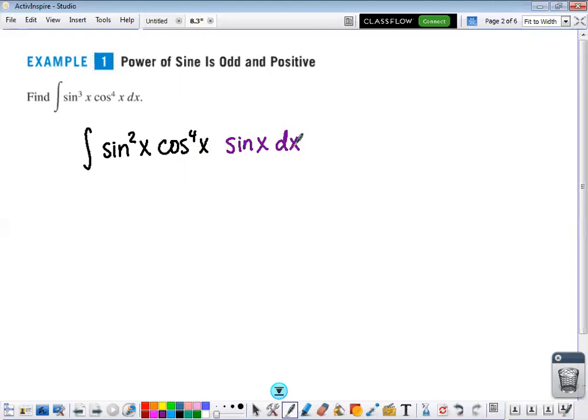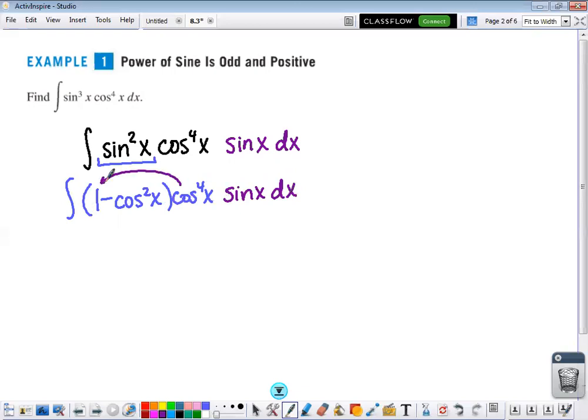Then we're going to substitute in place of sine squared using our Pythagorean identity. So that's 1 minus cosine squared x times cosine to the 4th x, and then sine x dx out to the side. You can distribute if you want, or you could leave it like that. You're going to use u substitution. So if we distribute, we have cosine to the 4th x minus cosine to the 6th x.